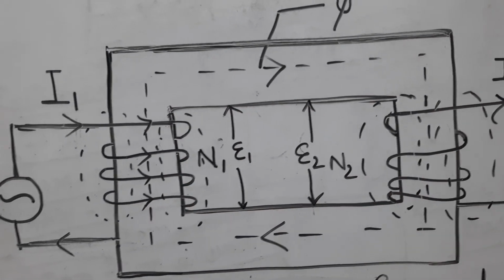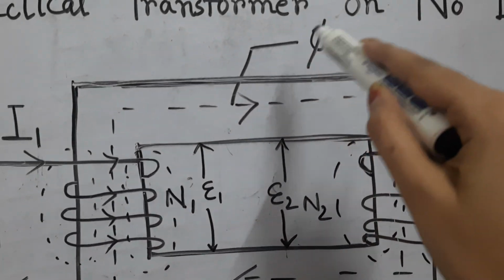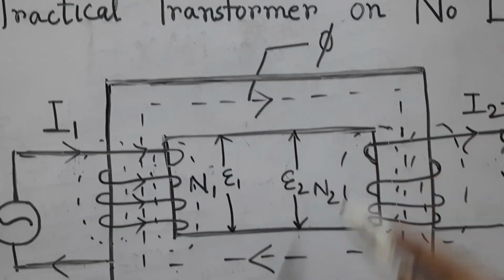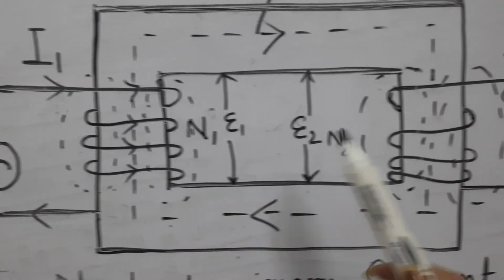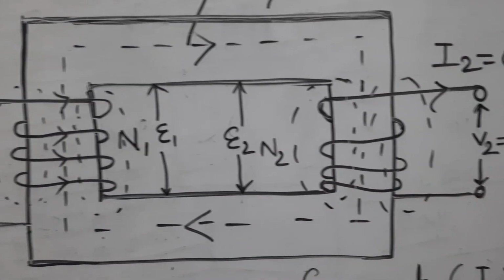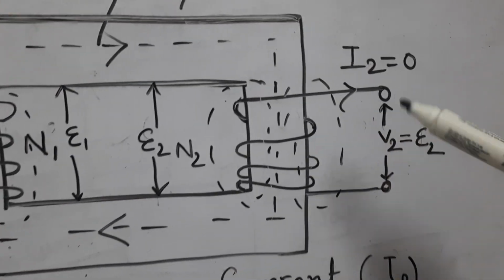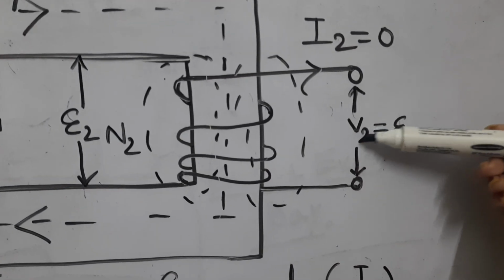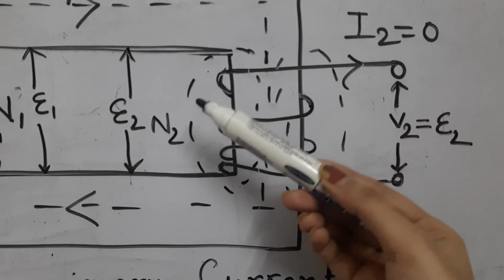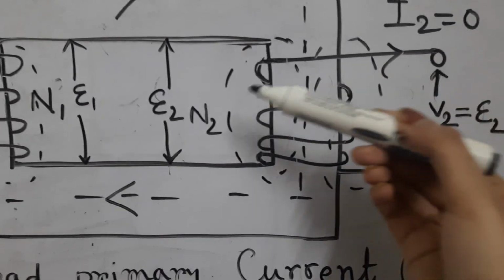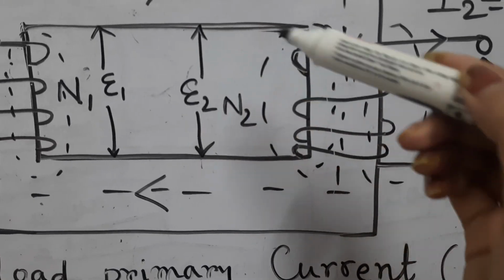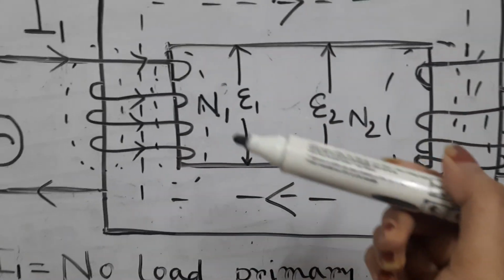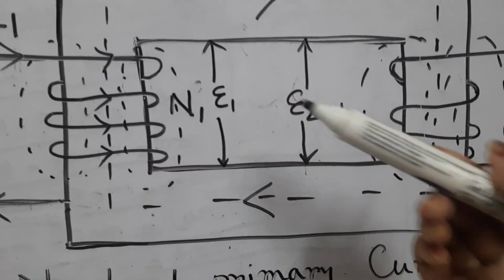For this winding, magnetic flux is produced, denoted by phi. N1 is the number of turns here and N2 is the number of turns here. This is the primary side and this is the secondary side. This is our secondary voltage, and for the N2 turns, E2 EMF is produced, and for the N1 turns here, E1 EMF is produced.